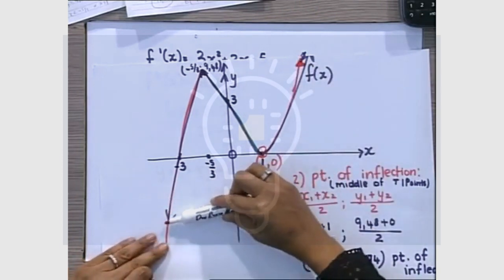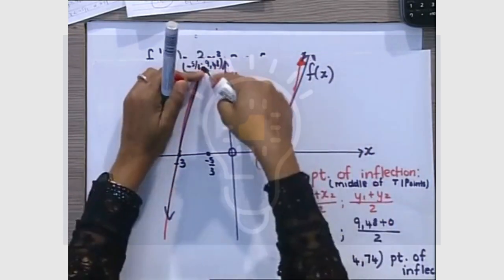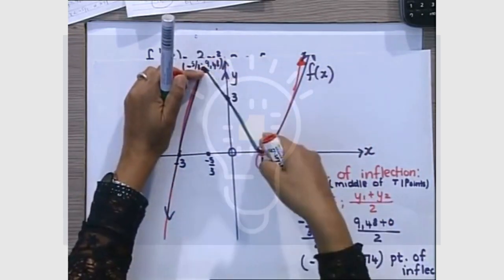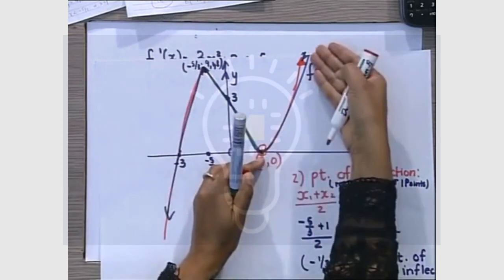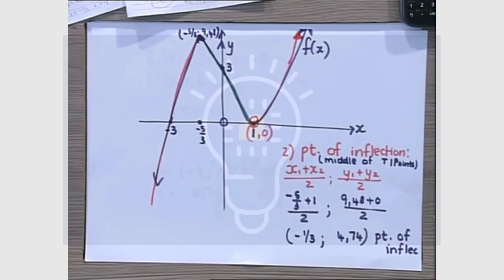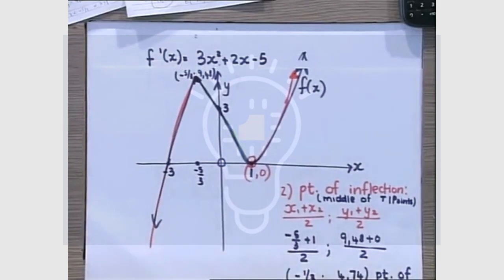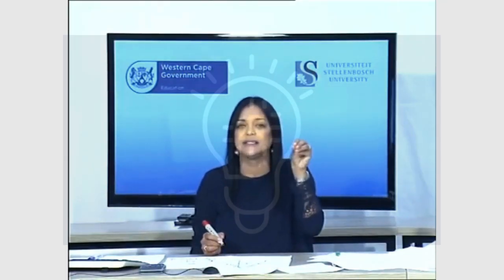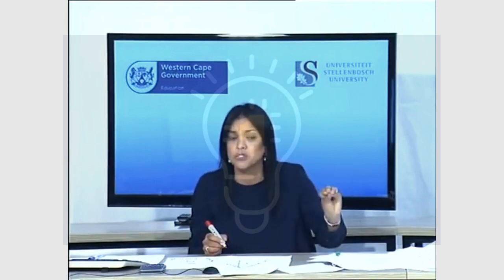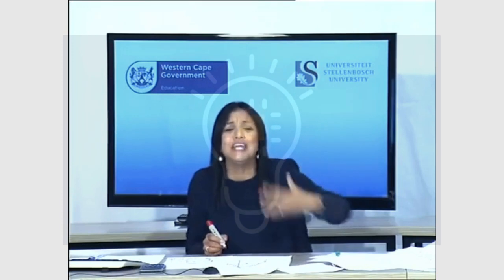A graph increases if your gradient is positive. It decreases if your gradient is negative, and it increases again if your gradient is positive. Now that's easy to see where it increases, but how do I write it? And they ask you for which values of x, so you focus on the x values. Do you understand? I didn't say for which values of y. They don't ask the question like that. For which values of x will the function increase?